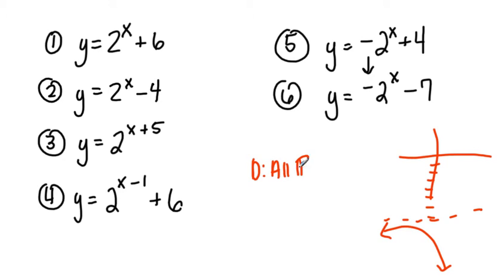What's the domain? All real. What's the range? Is it y is greater than... less than? Less than negative 7. Why is it less than? Because of the negative, so it will keep going down. The graph is below it. See, if you graph it, you can tell whether it's below or above. And then what's the horizontal asymptote? Y equals -7.